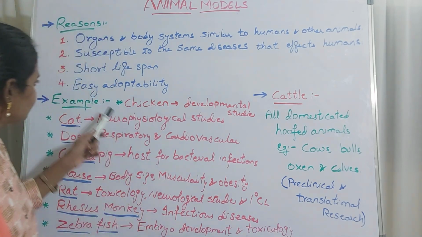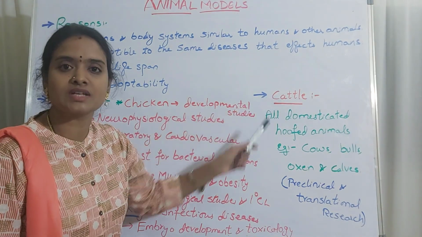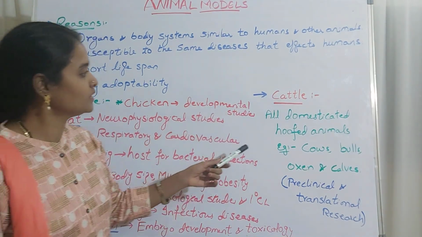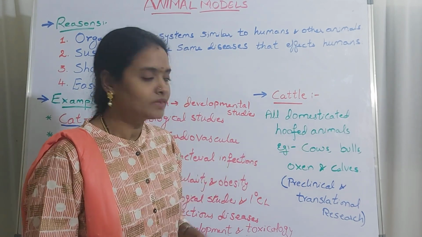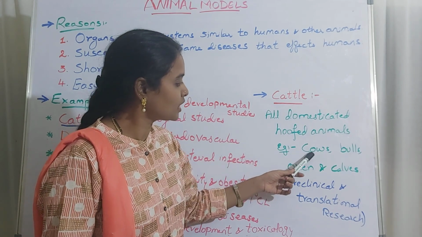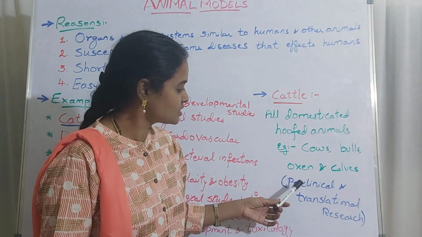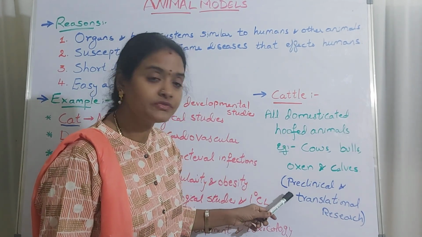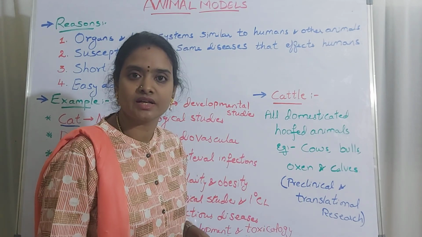Apart from all these animals, even cattle are also used as model animals. All the domesticated hoofed animals are used as model animals. For example, cows, bulls, oxen, calves, horses, etc. So in what type of research are they used? In terms of preclinical studies.